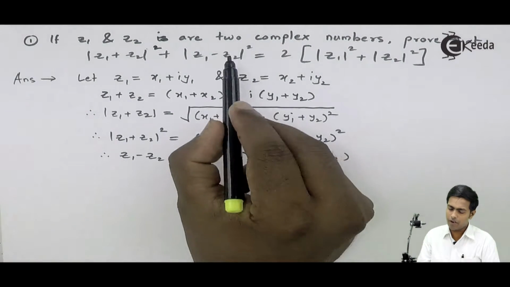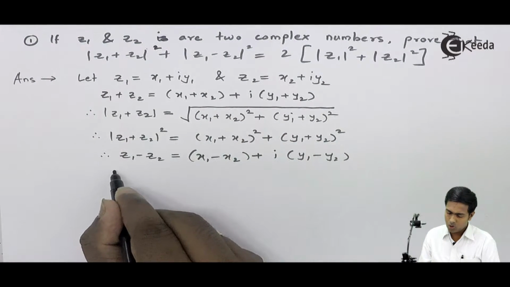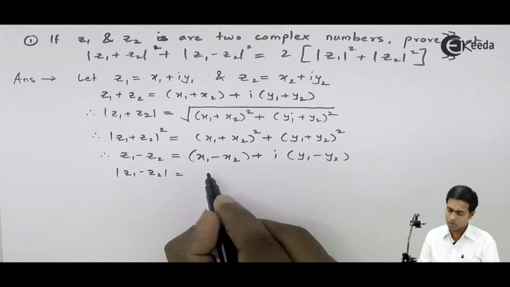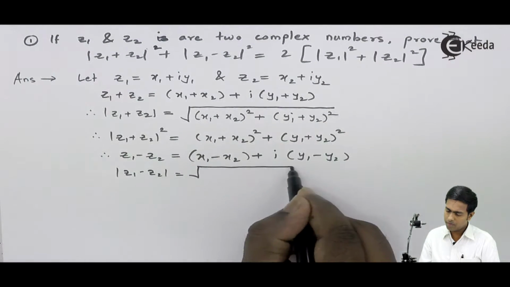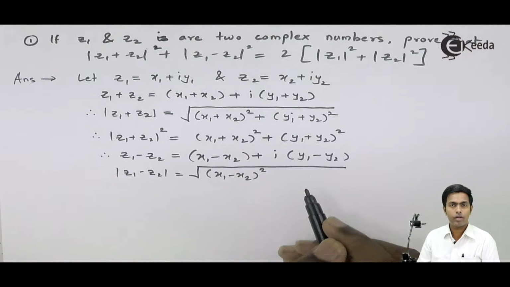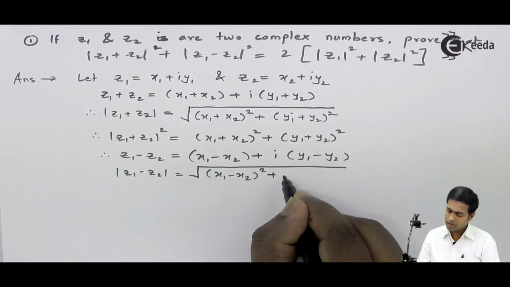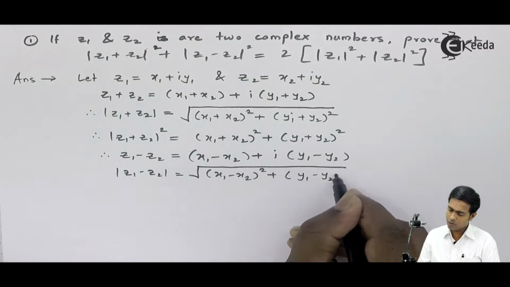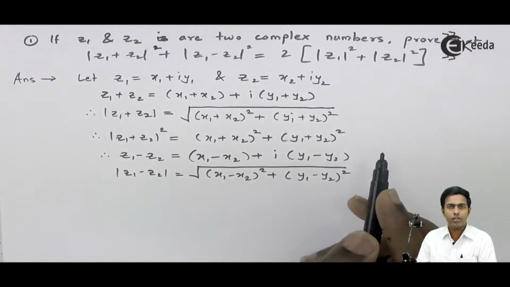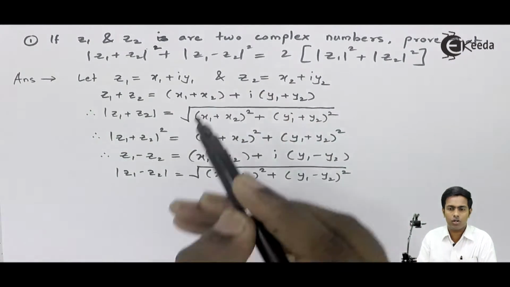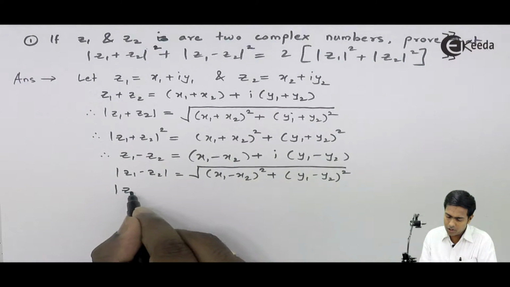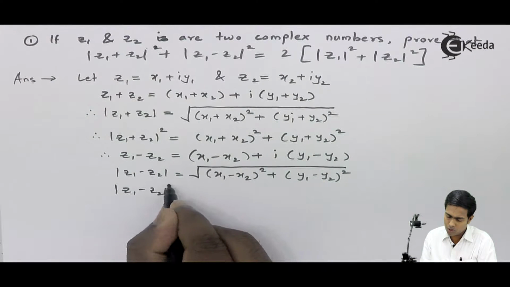After this we will find mod of it. So we will get mod of Z1 minus Z2 is equal to square root of x1 minus x2 the whole square plus y1 minus y2 the whole square. Next, as we need to find out square of this modulus, I will find it over here. So it will become mod of Z1 minus Z2 the whole square.